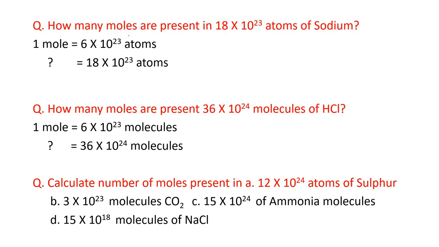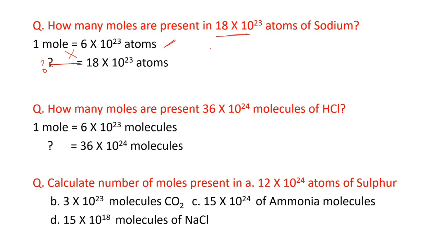Next question: how many moles are present in 18 into 10 to the power of 23 atoms? We already know 1 mole carries 6 into 10 to the power of 23 atoms. What they are asking is, 18 into 10 to the power of 23 atoms contain how many moles? Just cross multiply. If 1 mole carries 6 into 10 to the power of 23 atoms, then 18 into 10 to the power of 23 atoms have how many moles?